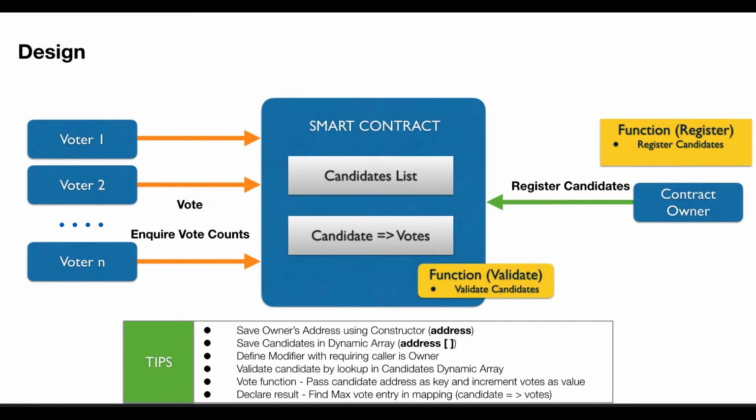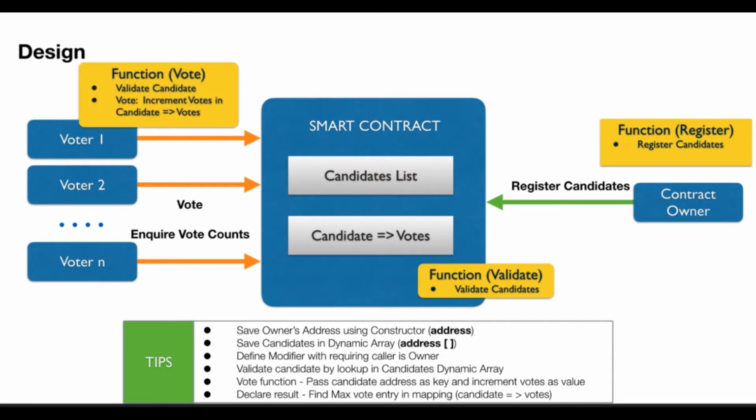When a voter calls a function to vote, the voter will enter the address of his favorite candidate. Now that address should be a registered candidate. So we will need to look up into the dynamic array to ensure that the address passed by the caller or voter during voting is present in this dynamic array. Another function can be called by anyone to vote. Caller will provide address and the vote will be recorded in the mapping table.